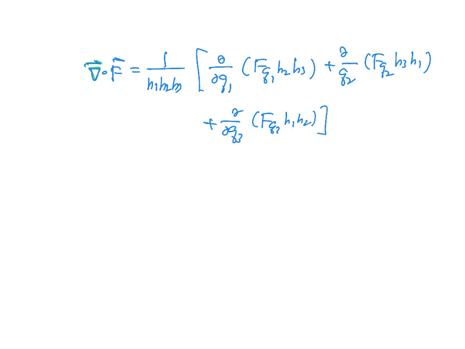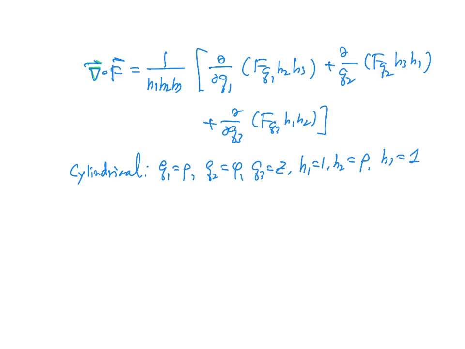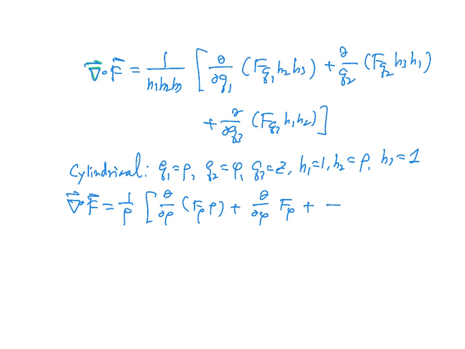So cylindrical coordinate. Q1 is rho, Q2 is phi, Q3 is z, H1 is 1, H2 is rho, H3 is 1. So divergence F, H1, H2, H3 is 1 over rho. Partial rho, partial F rho, rho, partial phi, partial, this is just F phi, right? Partial z, partial F z.